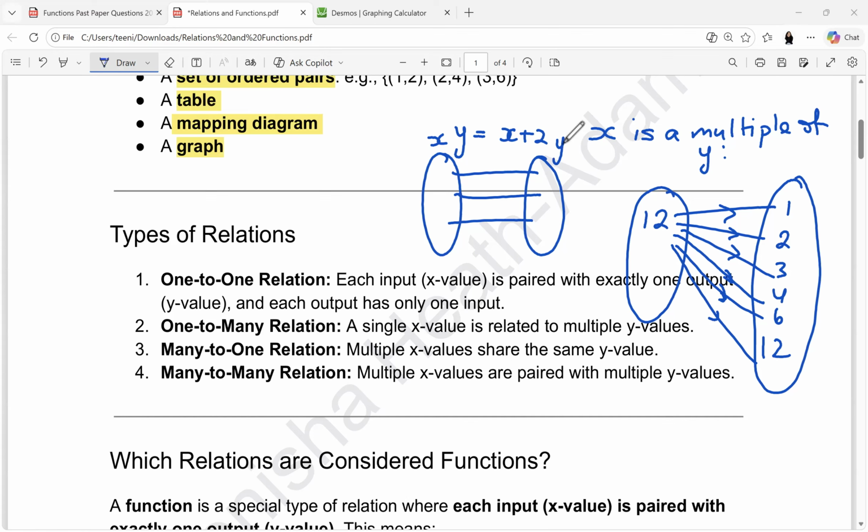Every single element here, no matter which numbers you put, say -1, 100, and 0, is going to map onto one and only one element in the range or the codomain, right? So -1 will map onto 1 because -1 plus 2 is 1. 100 will map onto 102, because 100 plus 2 is 102. And 0 plus 2 is 2, right? So all linear relations are one-to-one relations.